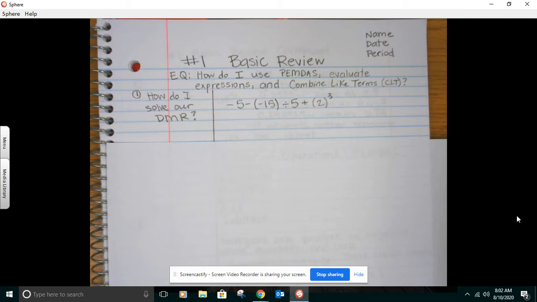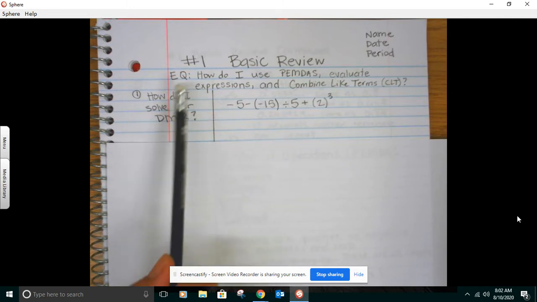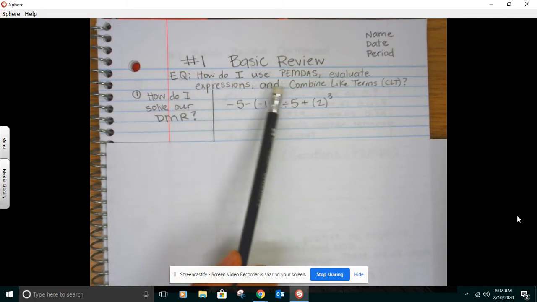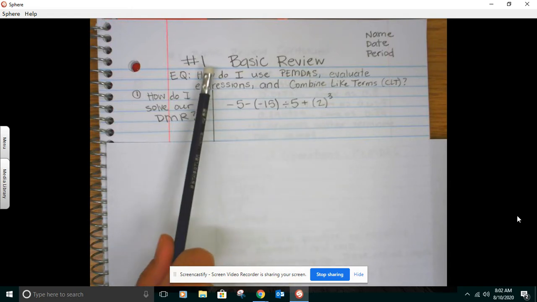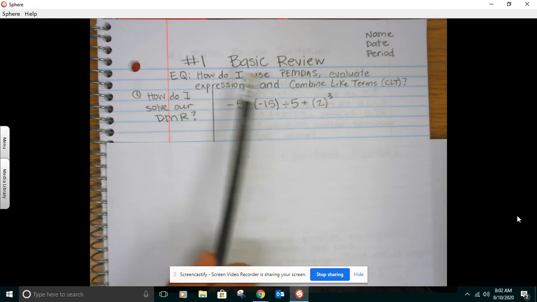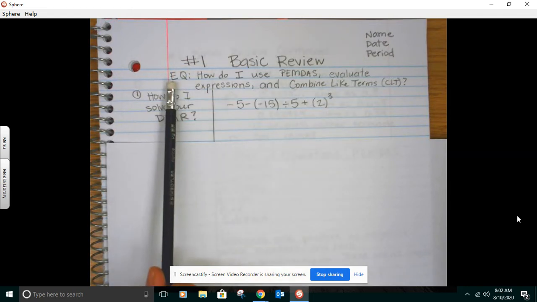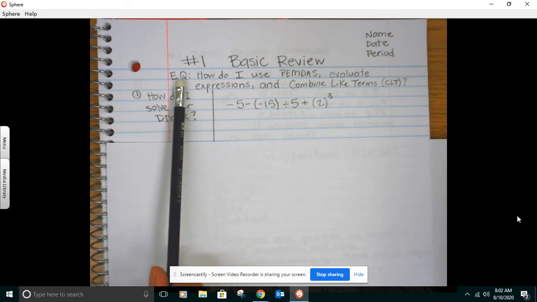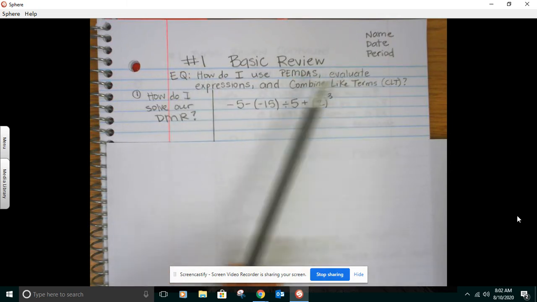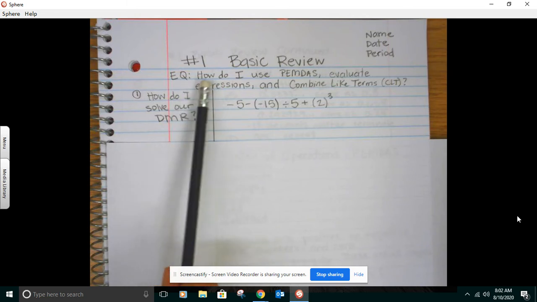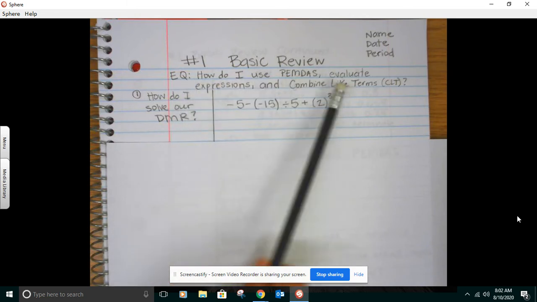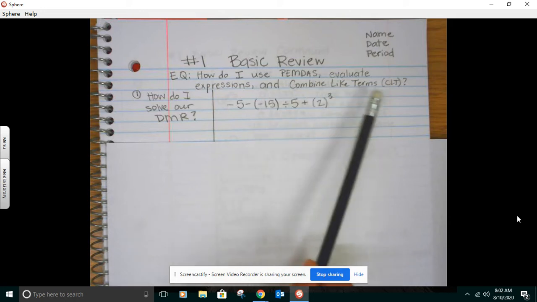Basically, every time we take notes in math, you should be having a title. And I'm going to try to number them. I think that's going to help us stay organized. I want your name, date, and period. I want the essential question. I'll probably always give you the essential question. So for today, this is notes number 1, basic review. The essential question: how do I use PEMDAS, evaluate expressions and combine like terms, CLT?